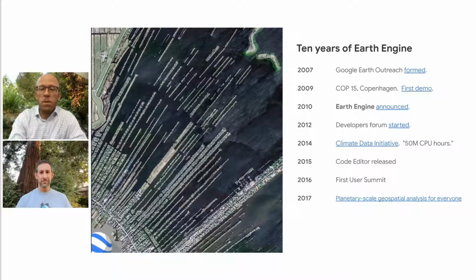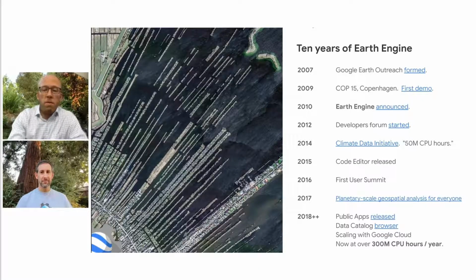Then the code editor was launched in 2015, and we explained the system to the world in our 2017 remote sensing paper, and that's still the best citation to use in your own work. In recent years, we've focused on increasing our functionality and scale still further, enabling you to reach new audiences with EE apps, making the data catalog easily browsable, and starting to collaborate with Google Cloud systems, which let us increase scale and functionality in many ways. Along the way, our compute capacity has grown to the point where we're supporting 300 million compute hours per year. It's a big jump from the 10 million where we started.